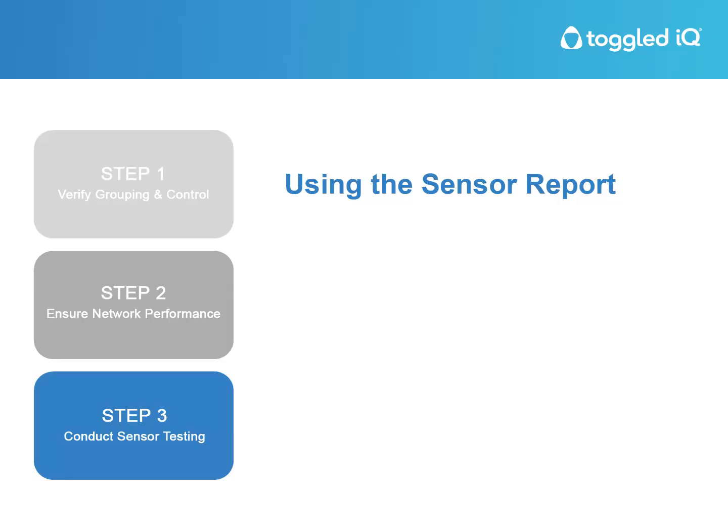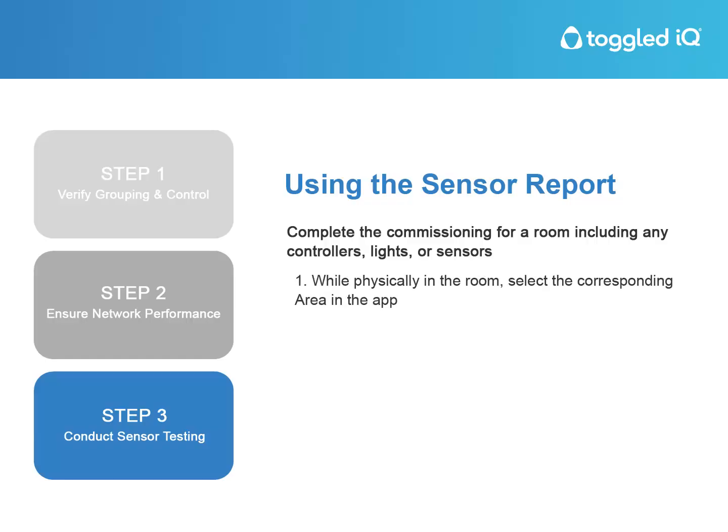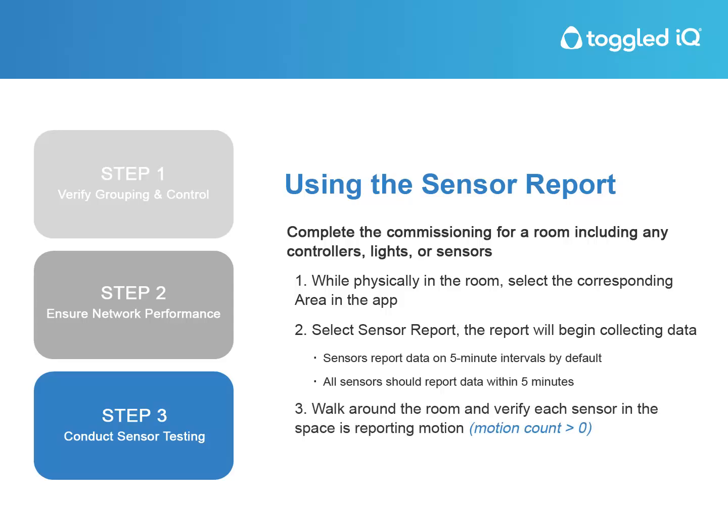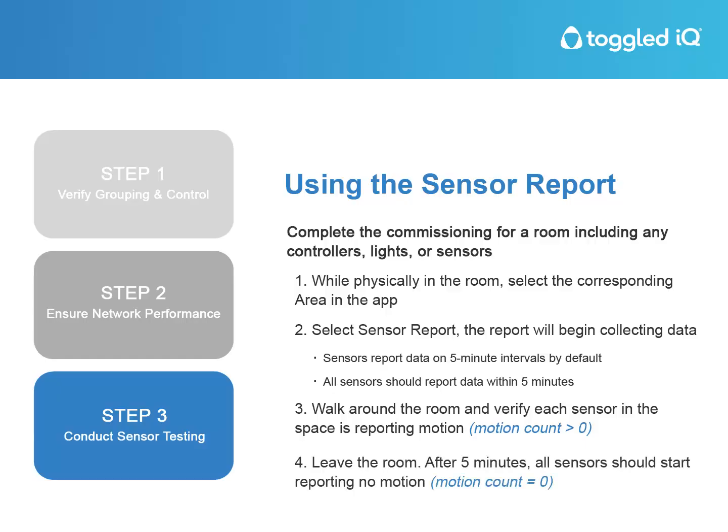Using the sensor report. Complete the commissioning for a room, including any controllers, lights, or sensors. While physically in the room, select the corresponding area in the app. Select Sensor Report, and the report will begin collecting data. Sensors report data on 5-minute intervals by default. All sensors should report data within 5 minutes. Walk around the room and verify each sensor in the space is reporting motion. Leave the room. After 5 minutes, all sensors should start reporting no motion.